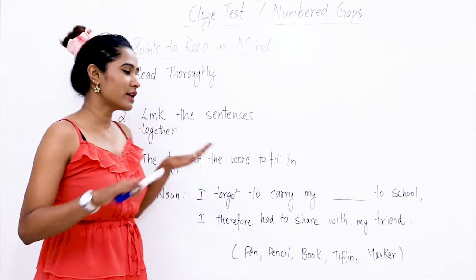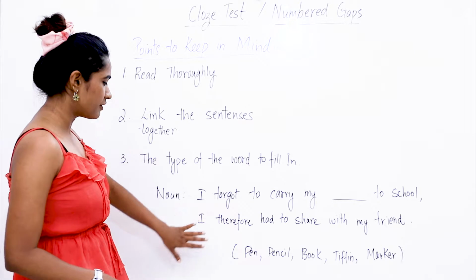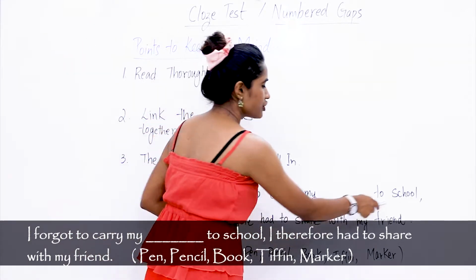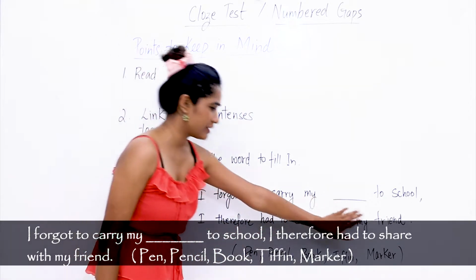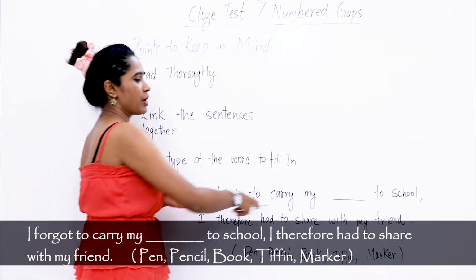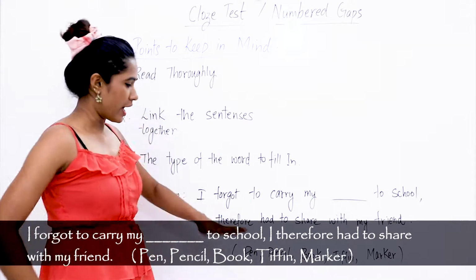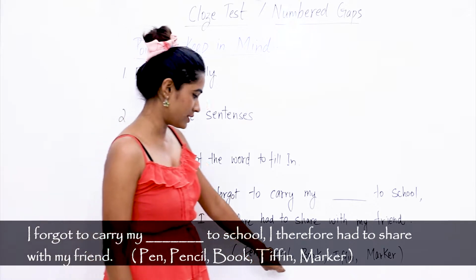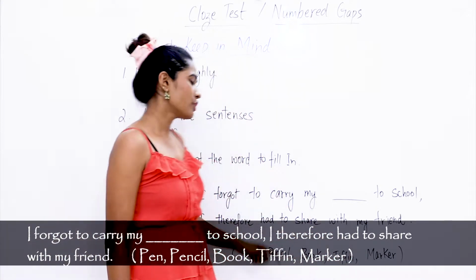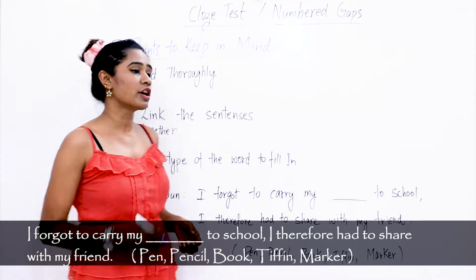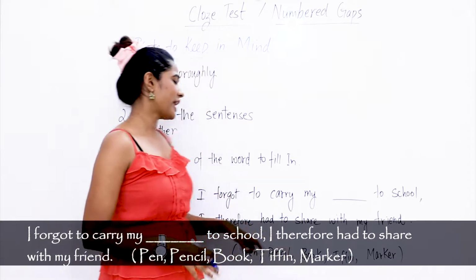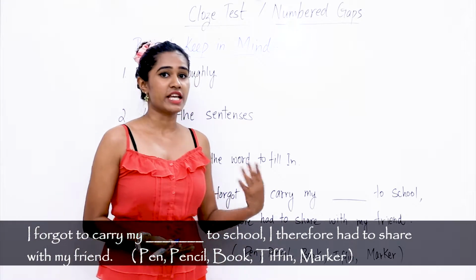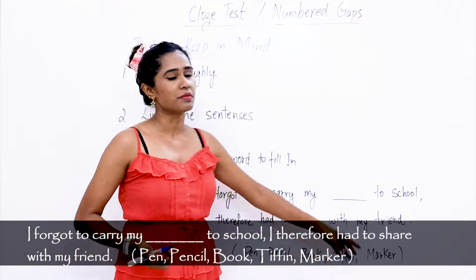So when we consider a noun, I've written down an example: I forgot to carry my dash to school. If you just read the first sentence, the options given are pen, pencil, book, tiffin, marker. So when you read only the first sentence, there can be multiple options which come to mind. It can be a pen, a pencil, a tiffin, a book, a marker, anything.